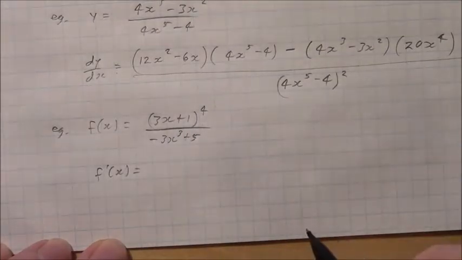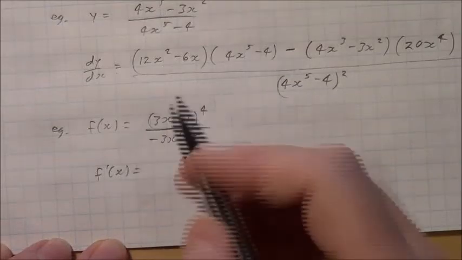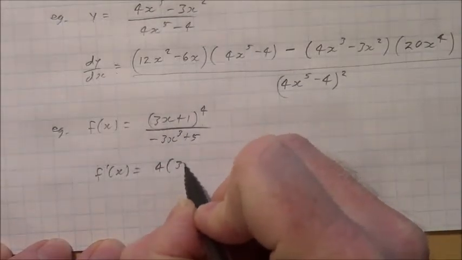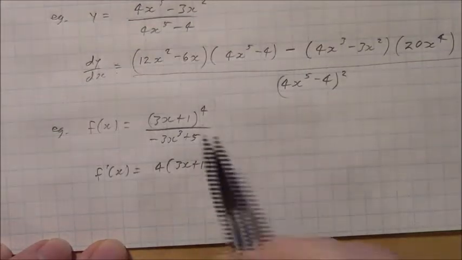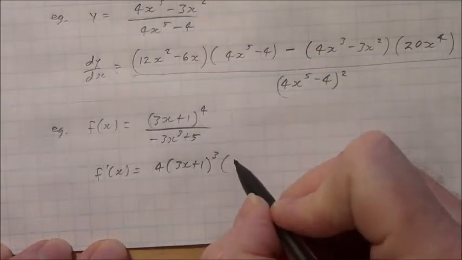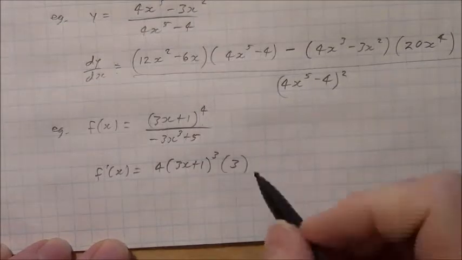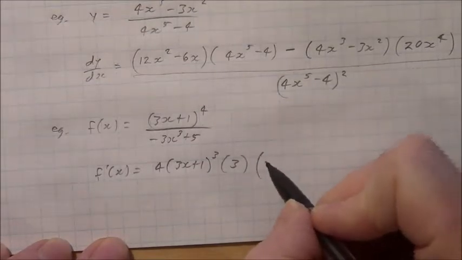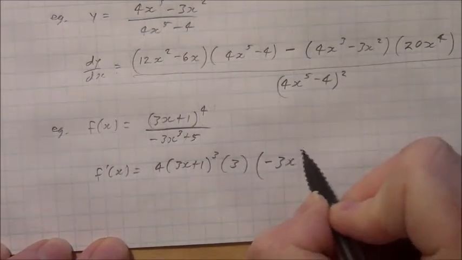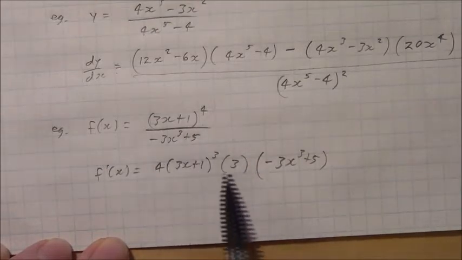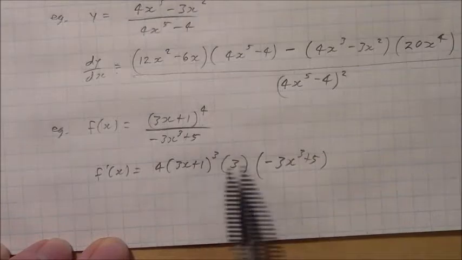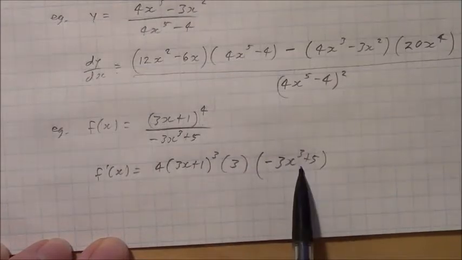So the derivative of the numerator, with the chain rule, we're bringing the 4 down in front, leave the bracket as it is, and subtract 1 from the exponent. Then we go inside and take the derivative of the inside, which in this case is just 3. So all of that is going to be multiplied by the denominator, which is 3x cubed plus 5. So this part is the u prime x, and this is just the v of x.